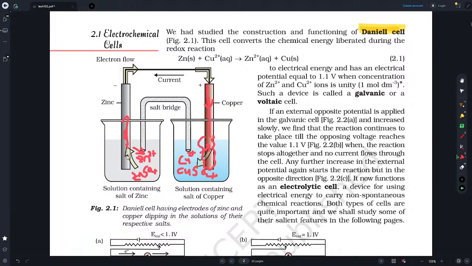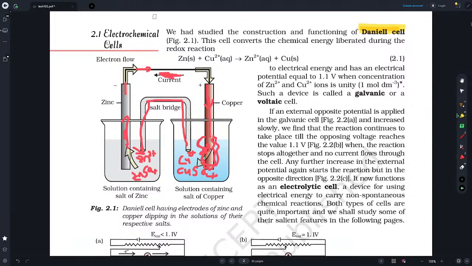The zinc on the electrode will dissolve into the solution, forming zinc 2+, giving the electrons to the electrode, causing electron flow. The current direction is opposite to the direction of the electron flow. And the copper ions in the solution will take up the electrons coming from the zinc and will be deposited on the copper electrode. This is the flow of charges which will lead to the flow of current. Salt bridge is used to maintain the ionic balance of the solutions.